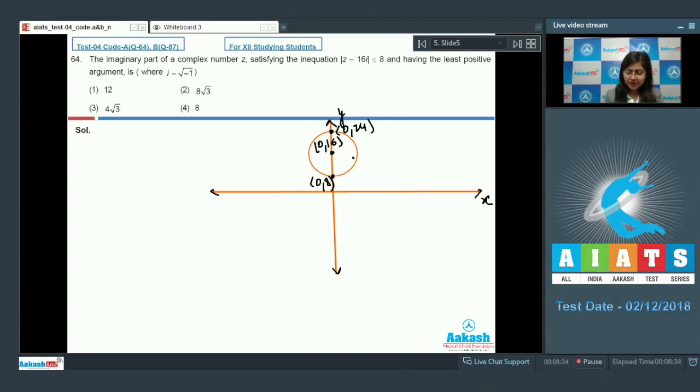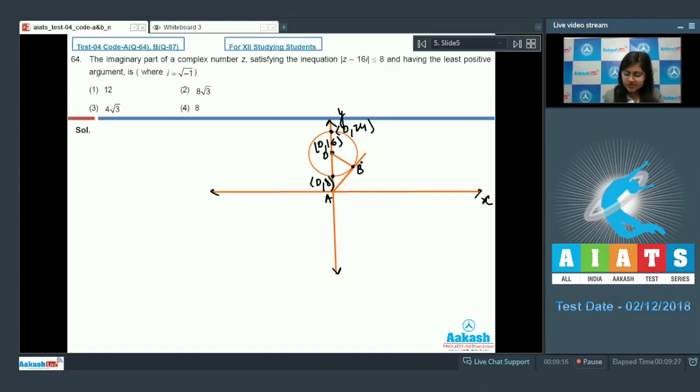Now we have to find that value of z for which it has the least positive argument. So let us draw a line from here and let us join the center of the circle with this point. Let us say this is O, this is A and this is B. So the point B is what we have to find here, because B will be the point having the minimum positive argument, right? So we have to find the y coordinate of the point B, right?